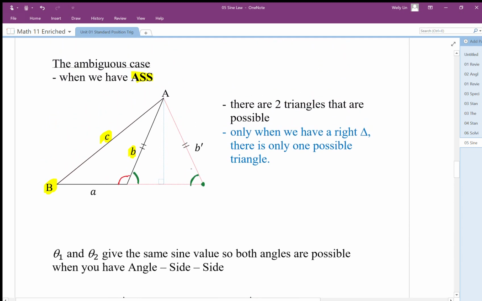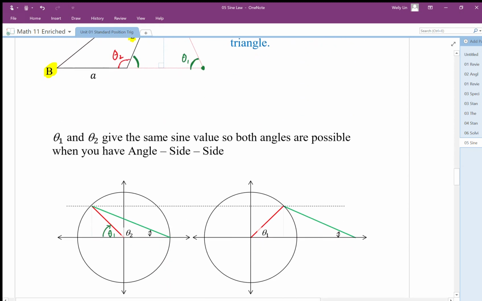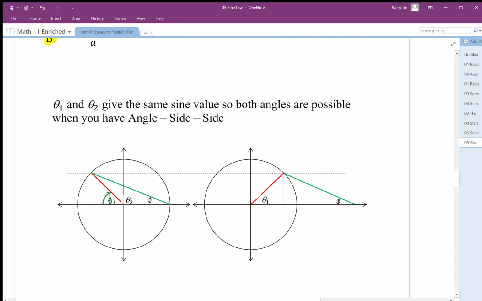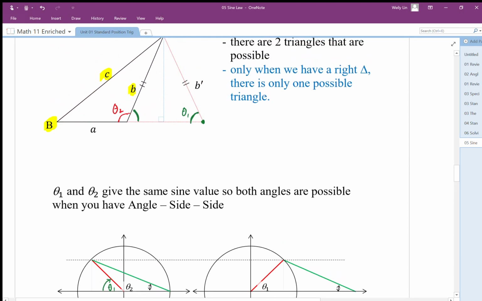So I'm going to call this one theta 1. And the other angle here is theta 2. And this is the same theta 1 and theta 2 we talked about in the circle. Exactly the same. And it comes about for the same reasons. So when we have angle side, we have to worry about this theta 2. Okay, and this theta 2 issue is the same formula as we found when we were undoing the sine ratio when we had to find theta 1 and theta 2.